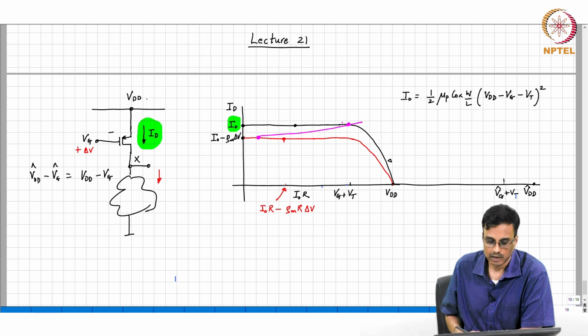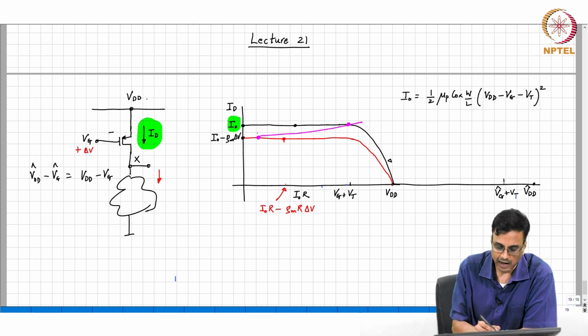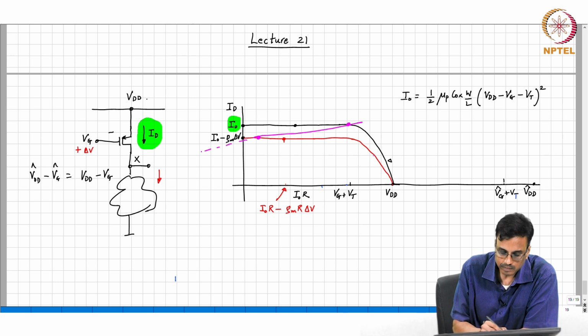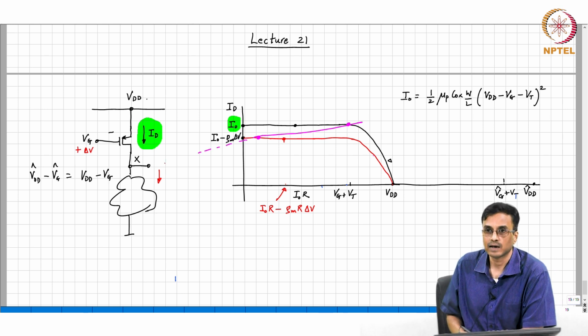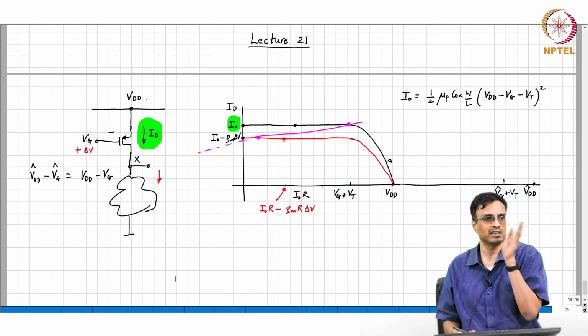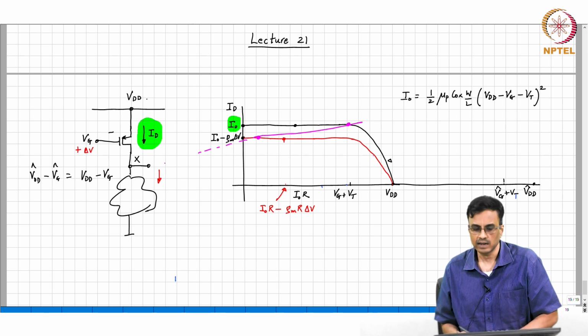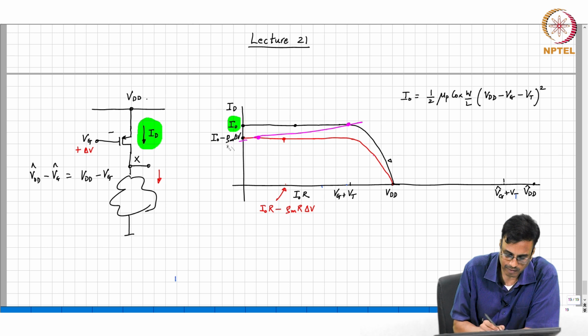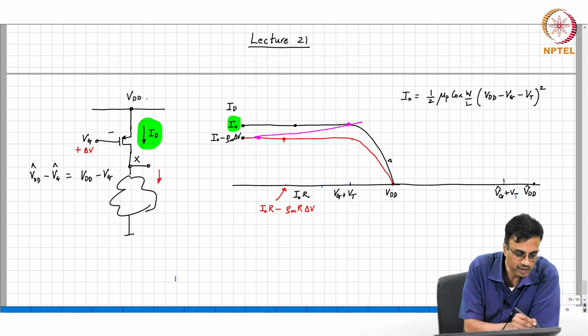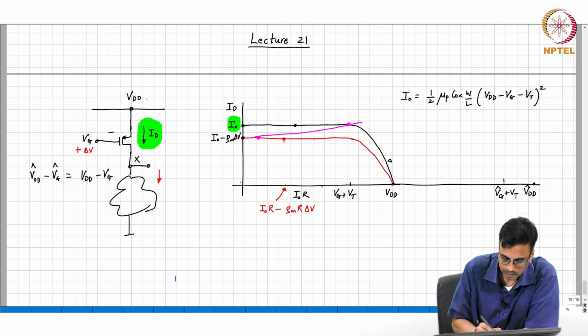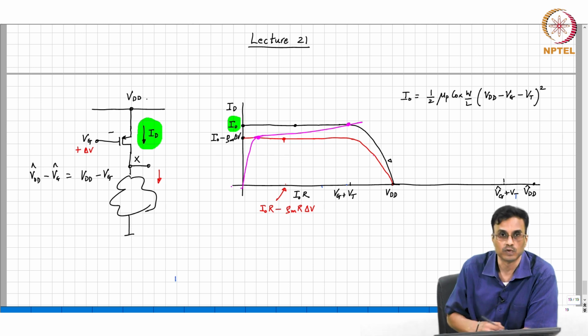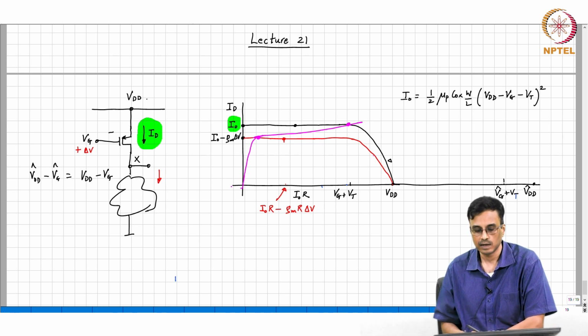Now, if this continued to be a straight line, what comment can we make? It will no longer be passive, because the passive element must have its characteristics in the first and third quadrant, correct. So, if you want this box to be passive, what should the characteristic do? It must do this, and then eventually it must fall to the origin and do something, right, okay.